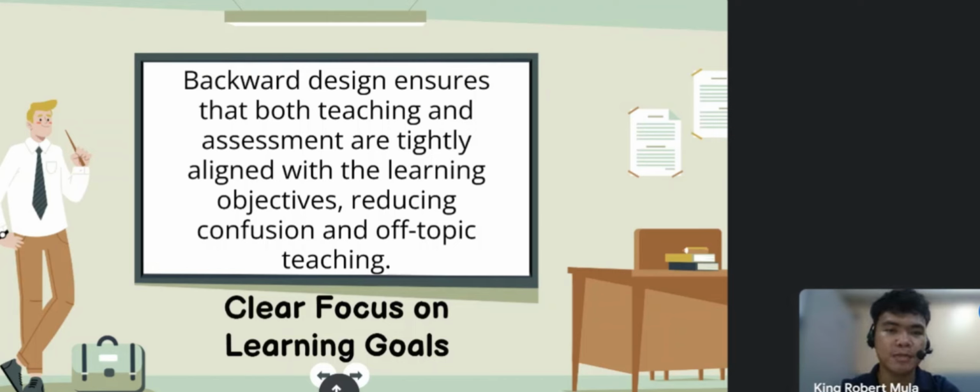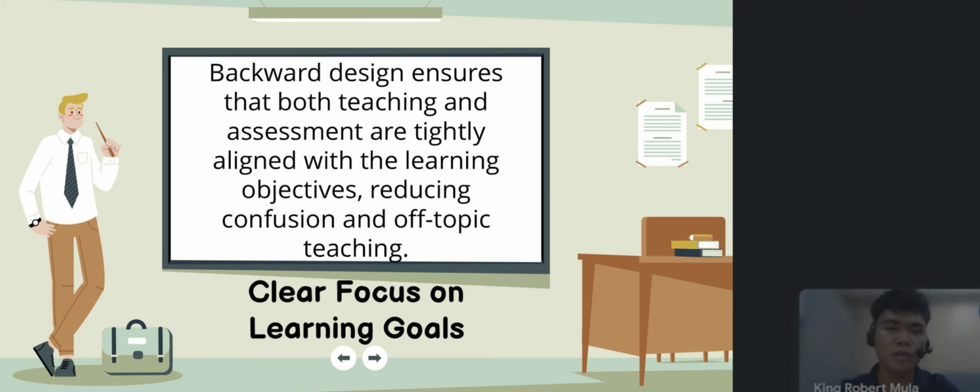So teaching and assessment are tightly aligned with the learning objectives. The benefit of this from the teacher's perspective is that instead of trying to cover everything in the curriculum and hoping something sticks, backward design forces you to hone in on the most important concepts that will have a lasting impact on the students. So this reduces the risk of teaching for the sake of teaching, and it ensures that every lesson is purposeful.